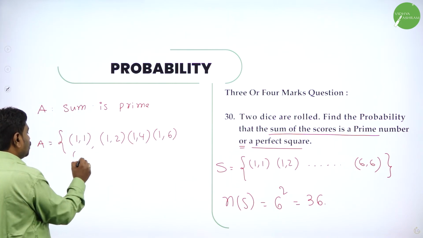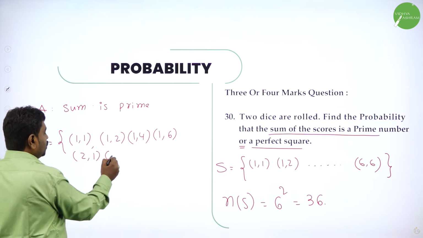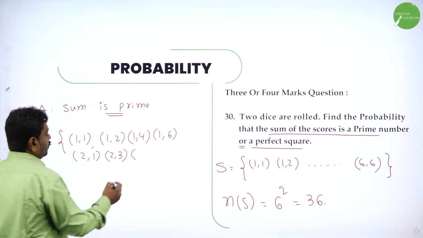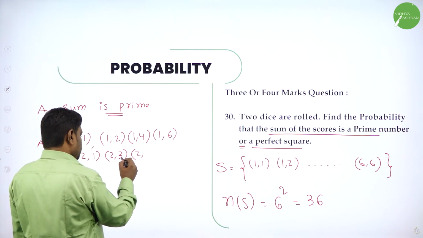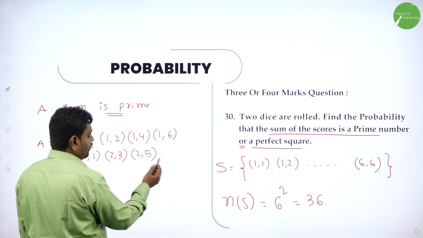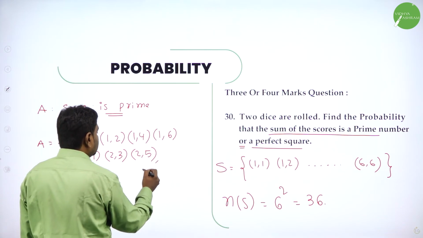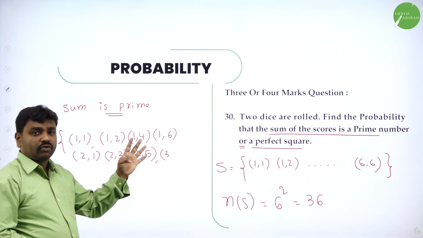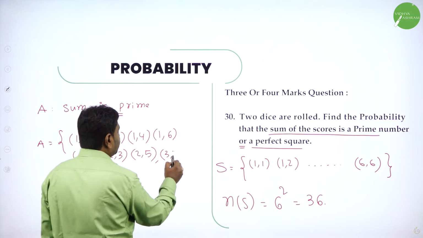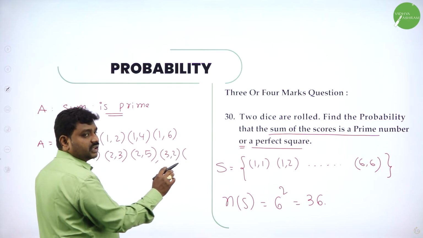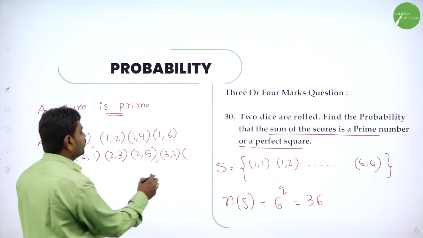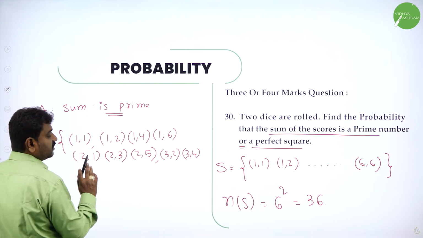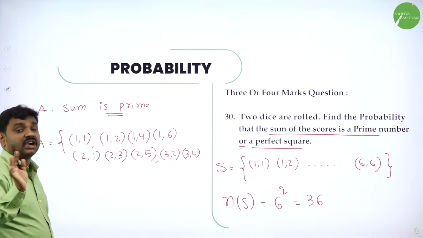So 2, 1: 2 plus 1 is 3. 2, 3: 2 plus 3 is 5. 5 is a prime number. When you add, you should get a prime number. Now 2, 4 gives 6, it won't work. 2, 5 gives 7 and that's it. 2, 6 gives you 8, we can't. Then 3, 1: 3 plus 1 is 4, not prime. 3, 2 I can take: 3 plus 2 is 5. 3, 3 I cannot take. 3, 4 I can take: 3 plus 4 is 7. 3, 5 is 8, we cannot. 3, 6 is 9. 9 is an odd number but not a prime number.